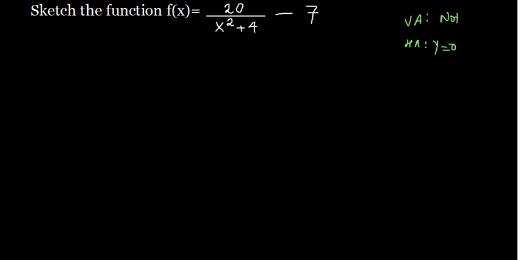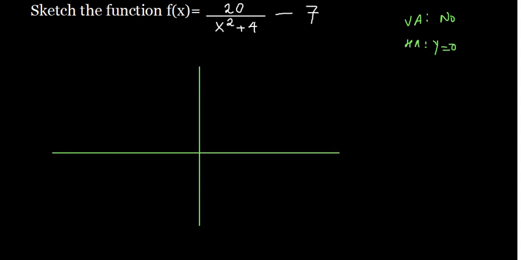Okay, no vertical asymptote. Why? Because x² + 4 equated to 0 gives x² = -4. We are going to square root negative 4 to find the value of x, but we don't have a square root of a negative number. It will give us a complex number. So that is why we don't have the asymptote in the vertical.